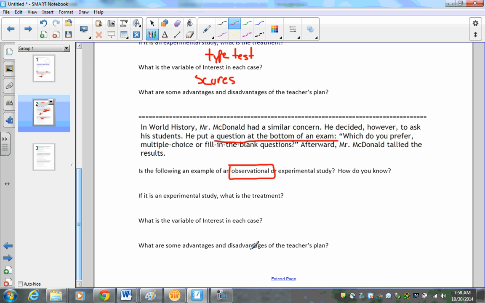Once again, in this, there's not really any. I guess one, you would say that if the students ended up wanting multiple choice, but then there was that one student that wanted fill in the blank, then that's a disadvantage to that one student.